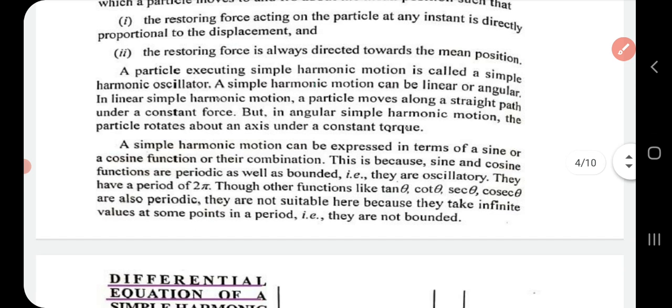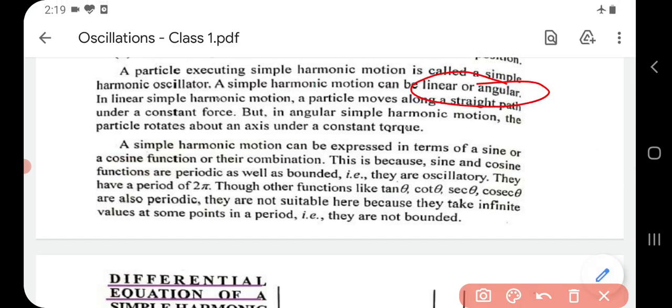Then this simple harmonic motion can be either linear or angular. We call it a linear simple harmonic motion if the particle moves along a straight line under a constant force. We call it an angular simple harmonic motion if the particle is rotating about an axis under a constant torque. So see the difference. When it is linear motion, it is along a straight line under the action of a constant force. If it is an angular one, it is rotation under a constant torque.